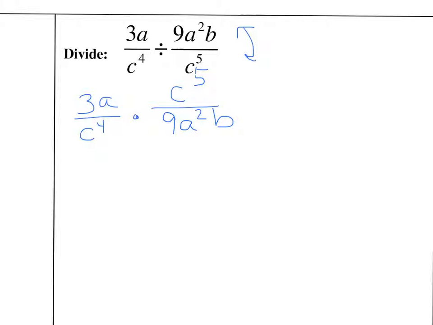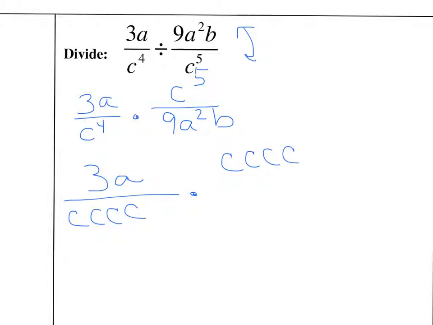And now we're going to break it down into factors. 3 times a is 3a, c to the 4th times c to the 5th. 9 is 3 times 3, a squared, b. So I broke this 9 apart to make it 3 times 3 as I was breaking the a apart also.